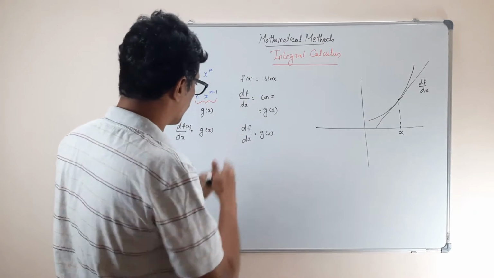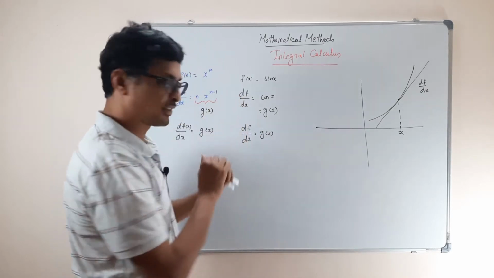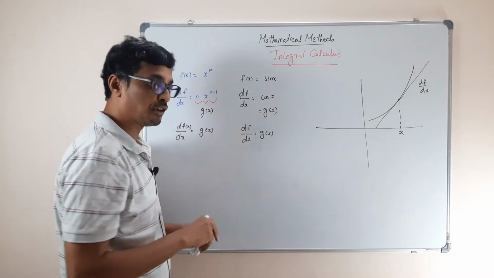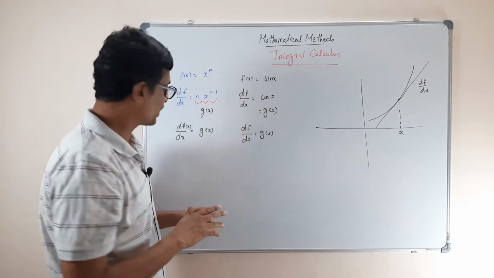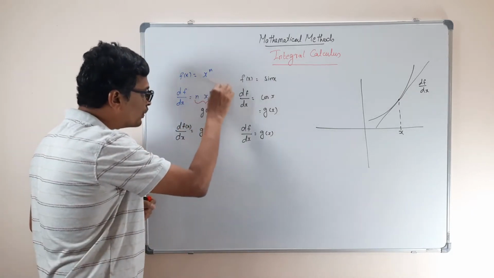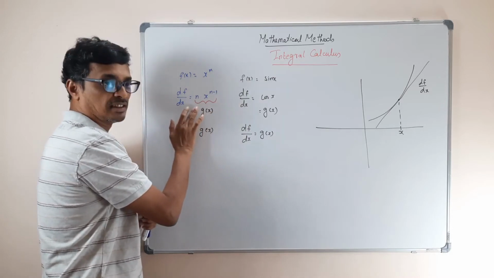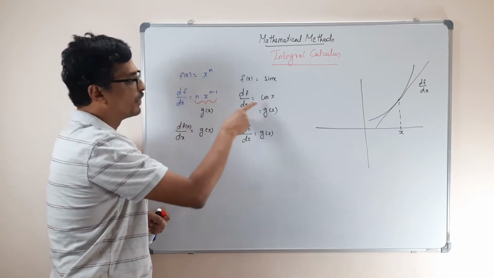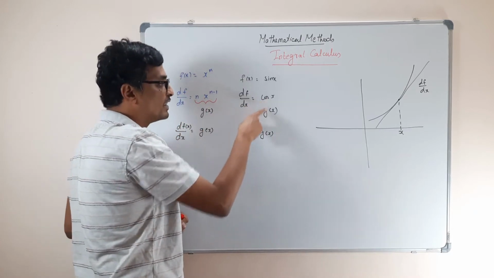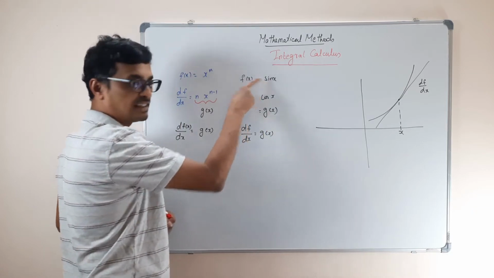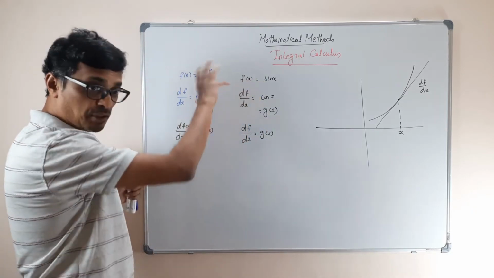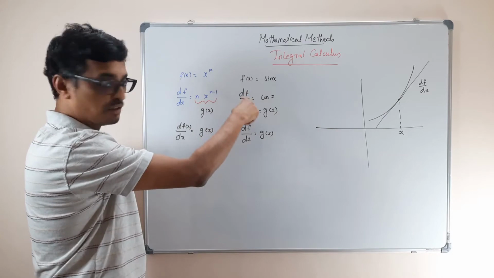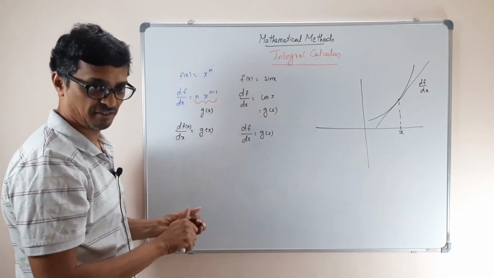Now the question is, I give you g of x, and I ask, can you find out what is f of x? You know x power n, inverting it, right? If I give you cos x as g of x, can you find out what is f of x? That is sin x. So inverting means how to get the function back. That is what you call an antiderivative.